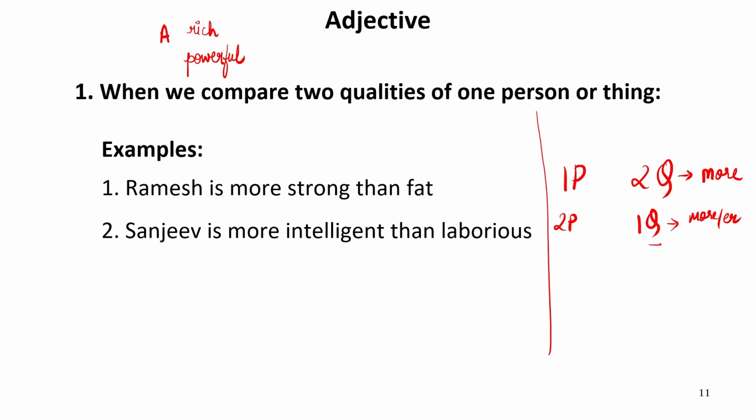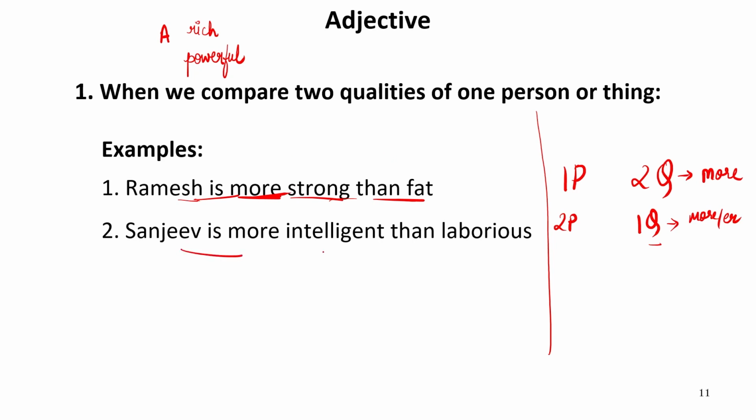So, we cannot use er or anything else. Instead, we should only use more or less of it. Now, let us see some examples. Ramesh is more strong than fat. Basically, we can write stronger, but here, because we have two qualities of a single person that are being compared with each other, in this case we can only use more and not er.